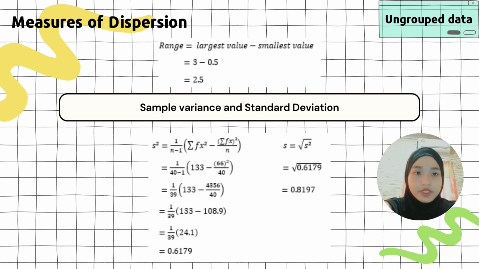Okay, here are the measures of dispersion. First we calculate the range, which is the largest value minus the smallest value, so 3 minus 0.5 equals 2.5. Then there are the sample variance and standard deviation. The variance value is 0.6179 and the standard deviation is equal to 0.8197.